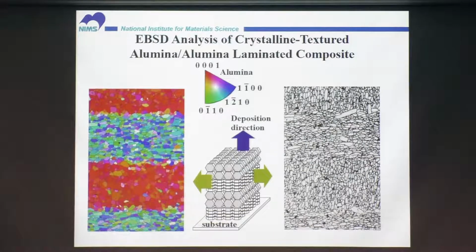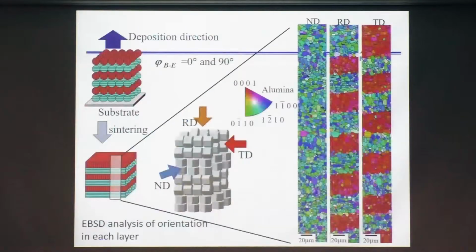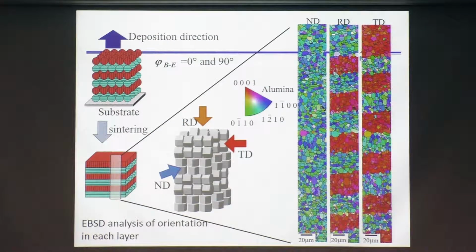This is an example of the EBSD mapping and the actual SEM photograph. So even from the SEM microstructure, we can see a very beautiful laminar structure like this. And then the orientation is completely confirmed by EBSD like this. By repeating many times, we can control the microstructure like this.